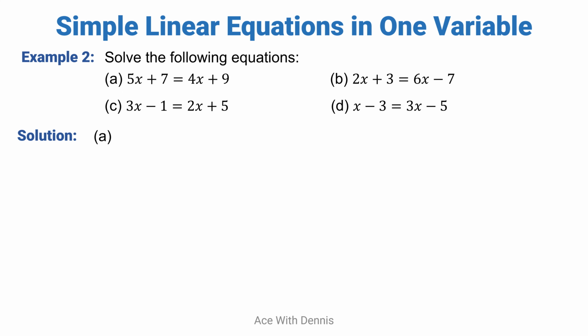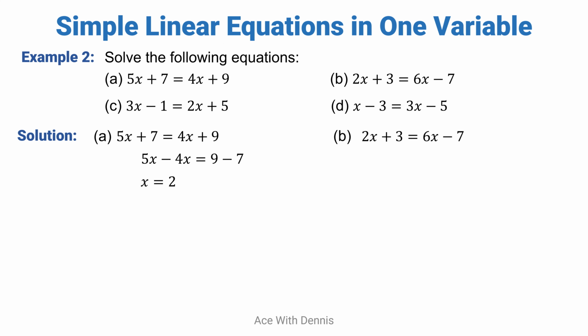And here's the solution. For A, 5x plus 7 equals 4x plus 9. So our objective to solve this equation is we want to move the term with x to the left side and the constant term to the right side. So for this case, we have to move the 4x to the left hand side and the 7 to the right hand side. Hence we get 5x minus 4x equals 9 minus 7, and x equals 2. So this is the solution.